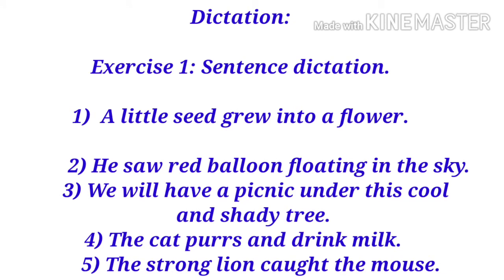First, I will tell you the sentences and you have to write them in your grammar textbook. Okay. So a little seed grew into a flower. This is the first sentence. Then the second sentence is he saw a red balloon floating in the sky. Then the third sentence is we will have a picnic under this cool and shady tree.